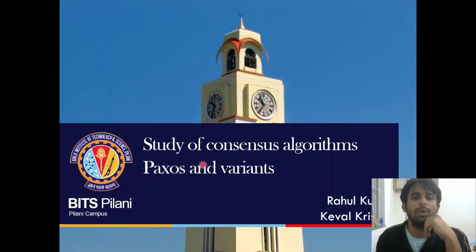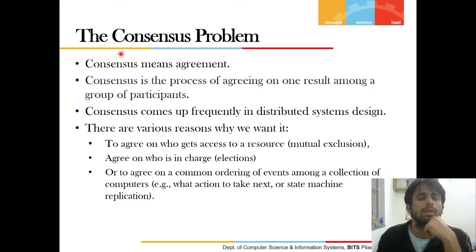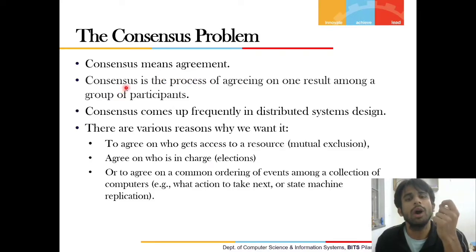Today we are going to discuss the topic of consensus algorithm, Paxos and its variants. So what is the consensus problem? Consensus simply means an agreement. Agreeing on a single value among a group of participants when they might have different opinions.